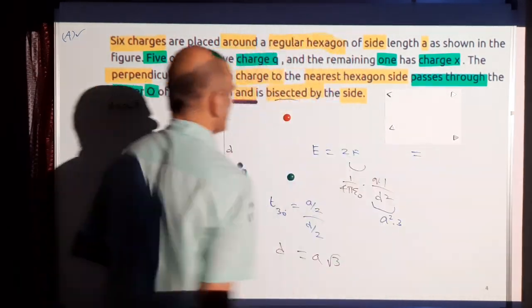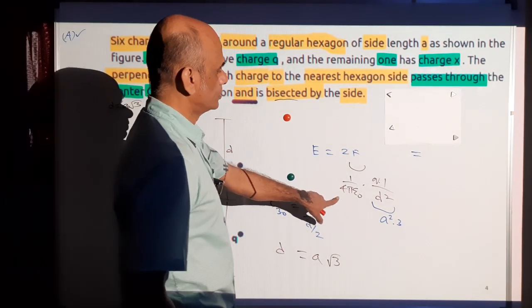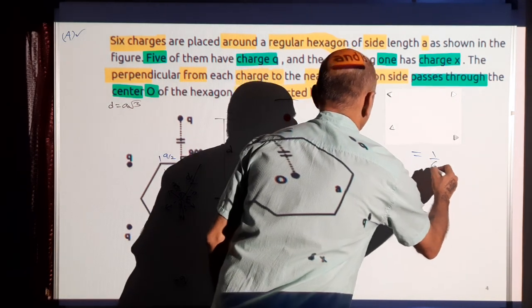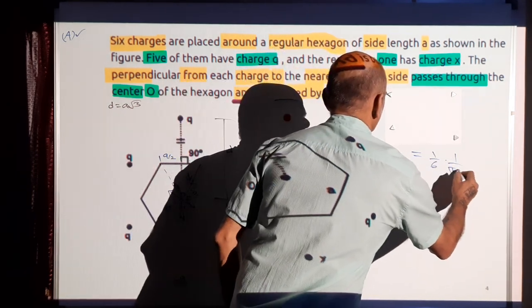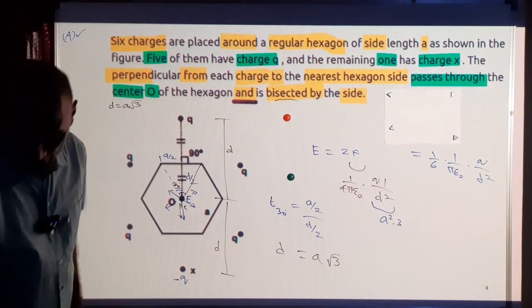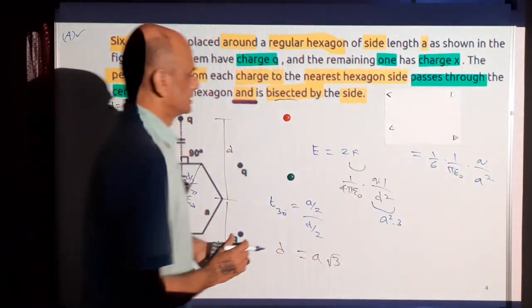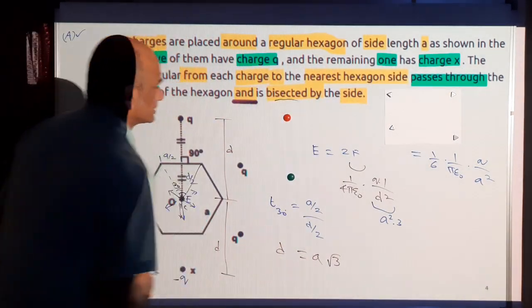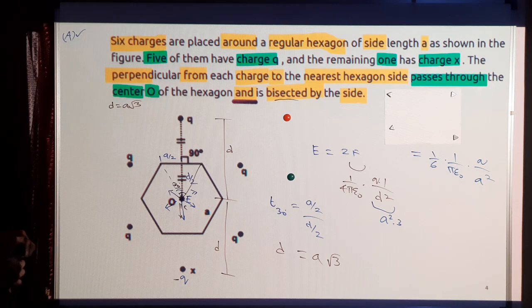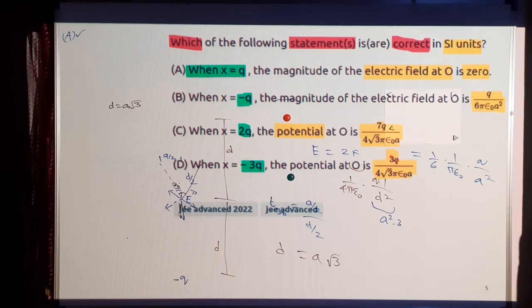So this force for the electric field, so 2, 4 is there, will become 2 and 3. So 1 by 6 is the numerical factor, and pi epsilon naught Q by distance squared, this A square. D is A root 3. So this is the electric field in the second case. Electric field is 1 by 6 pi epsilon naught Q by A square. So B is also true.